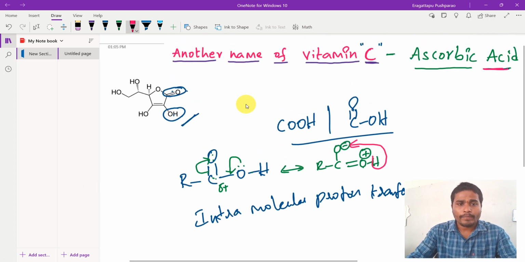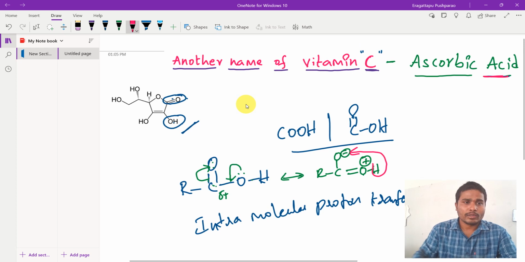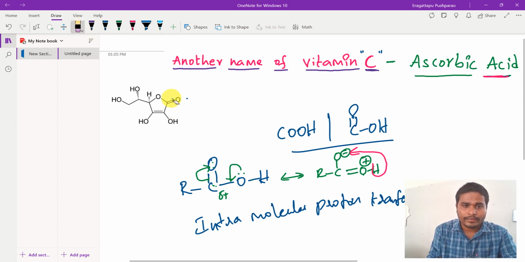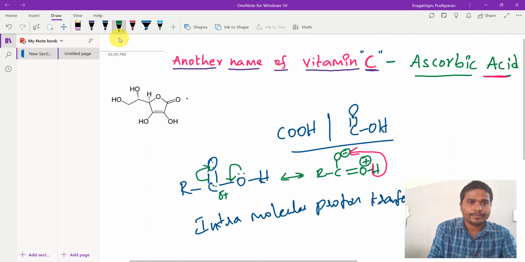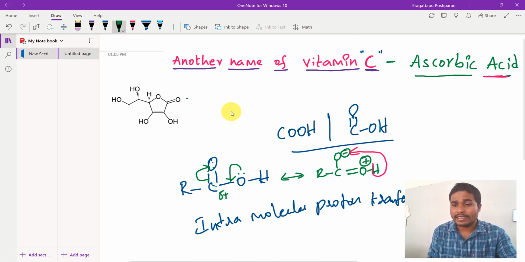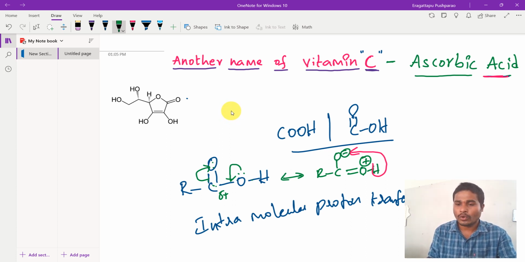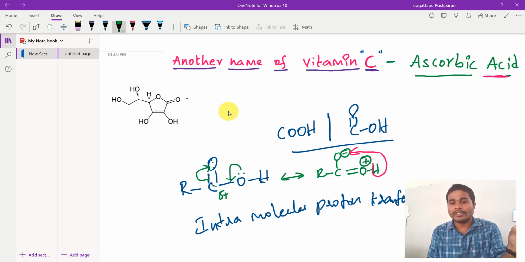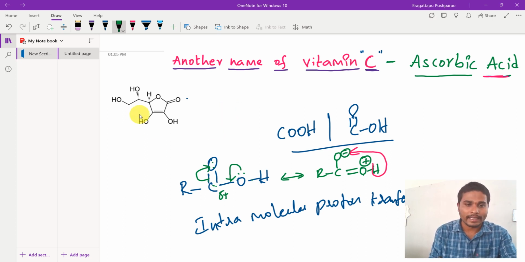Now in vitamin C also, if you look at it, the same thing happens. This intramolecular proton transfer happens, though there is no C double bond OH functional group. I mean, though there is no carboxylic acid functional group, this intramolecular proton transfer is still happening from one oxygen to the other oxygen, like this.